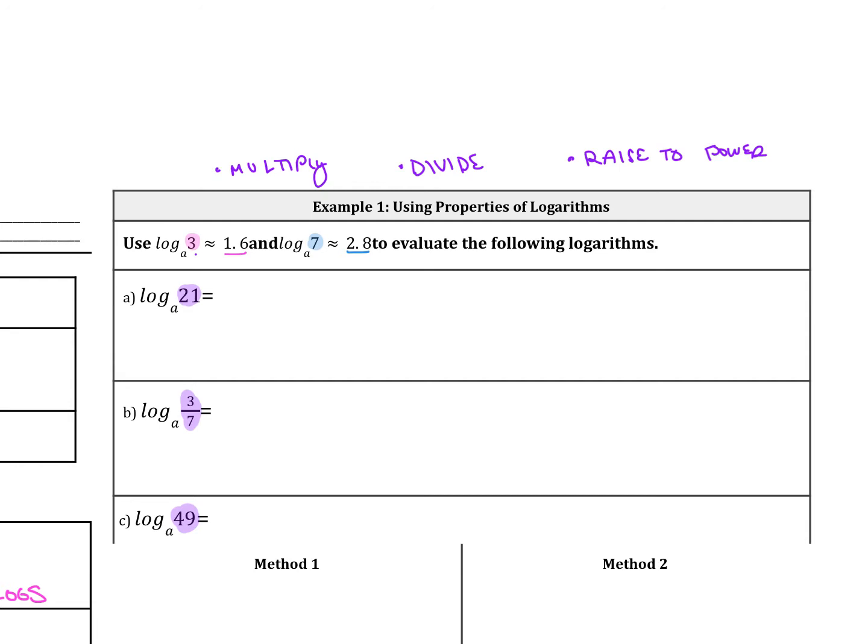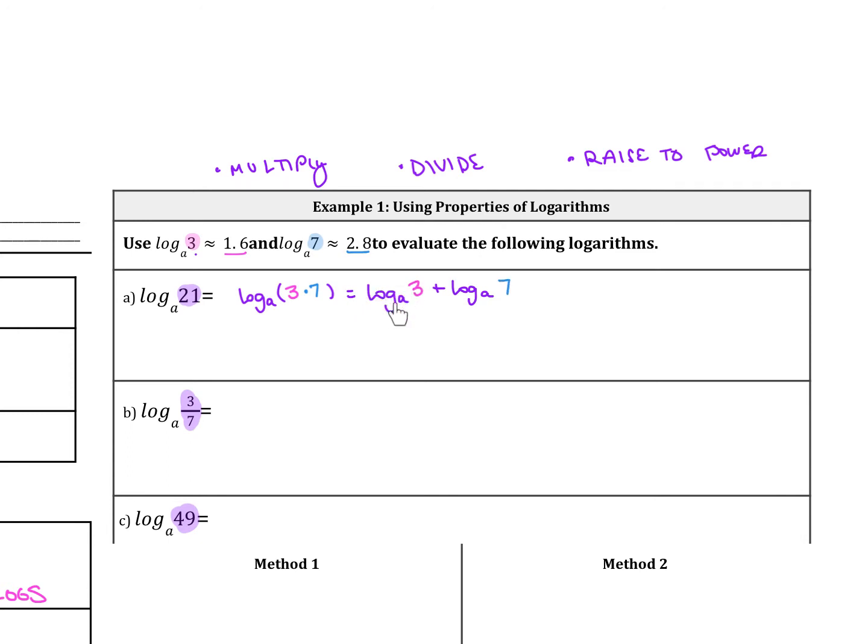Thinking about 3 and 7, we can multiply 3 and 7 to make 21. So we're going to write log base a of 3 times 7, right? Because log base a of 3 times 7 is log base a of 21. Now we're going to use our properties of logarithms. When we're multiplying, we can expand by adding the logs. So it's going to be log base a of 3 plus log base a of 7.